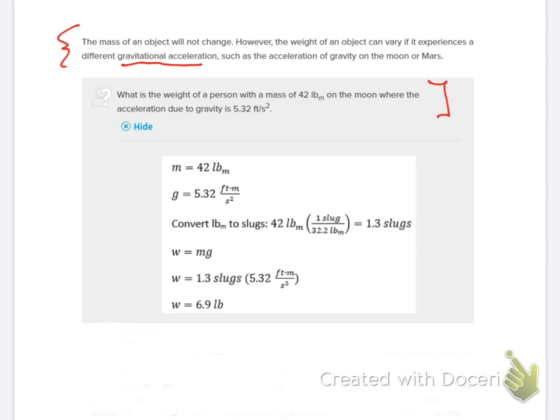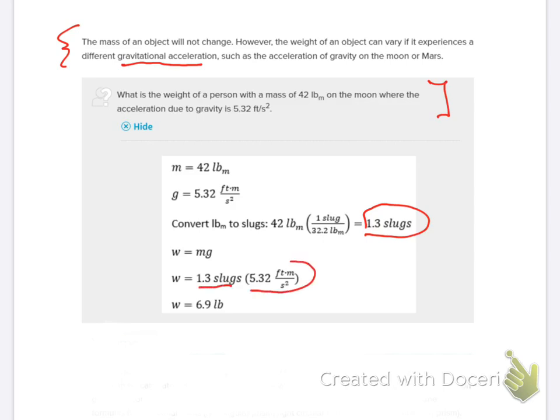So first off, you are provided with mass, and so you have 42 pounds mass, okay? And now gravity in this situation is 5.32 feet per second squared. So if you're going to convert lbm, which is pound mass, to slugs, okay, we have 1.3 slugs, and then we say weight equals mass times gravity. Here are your 1.3 slugs.